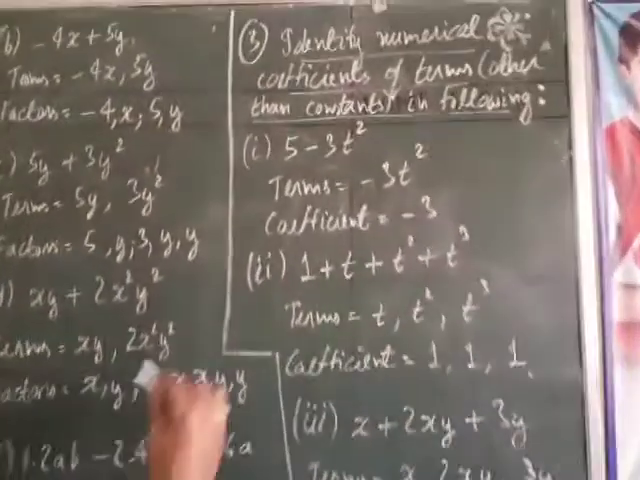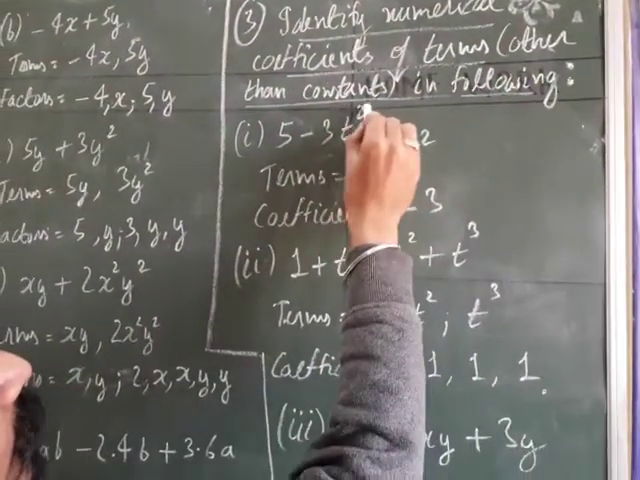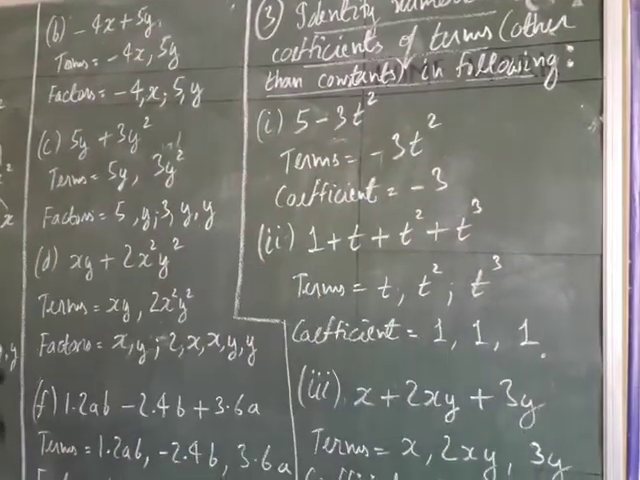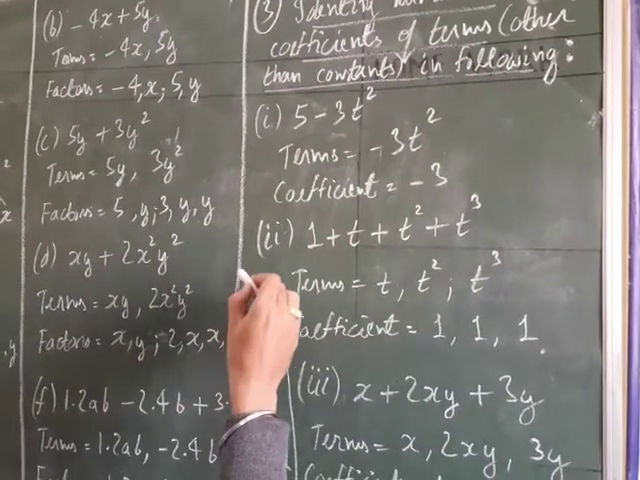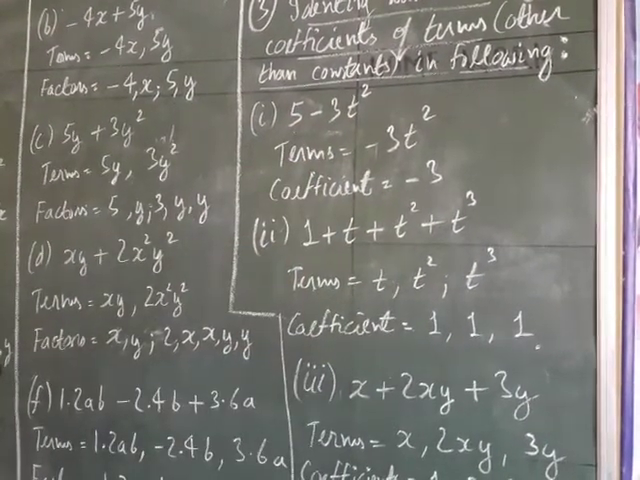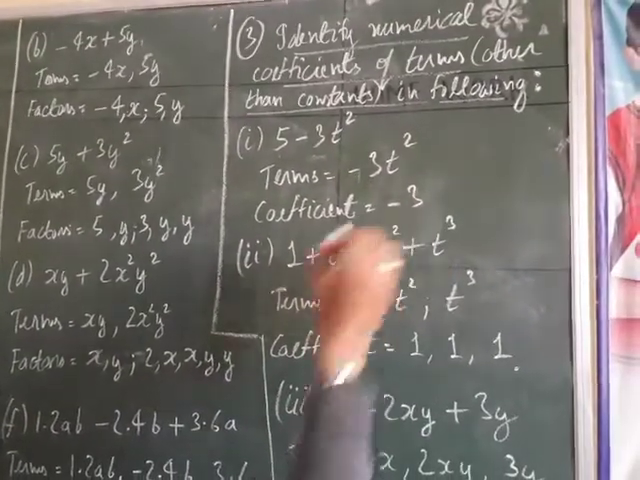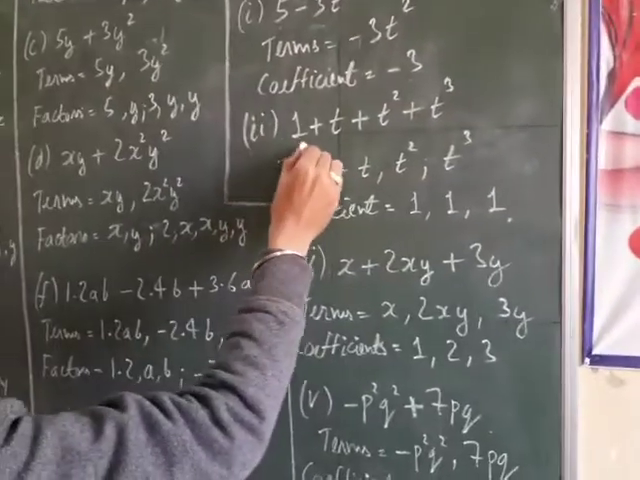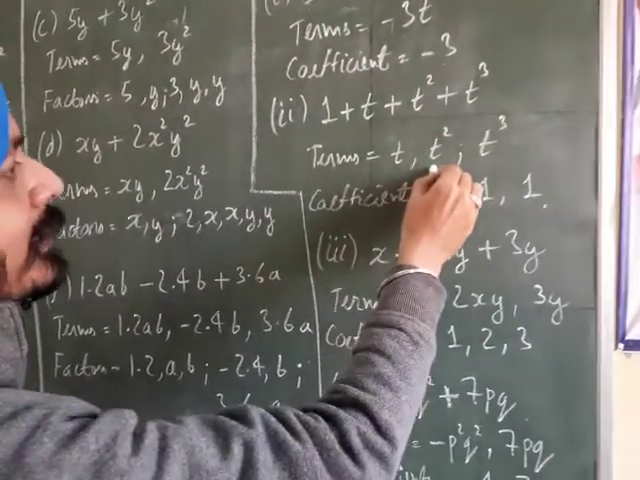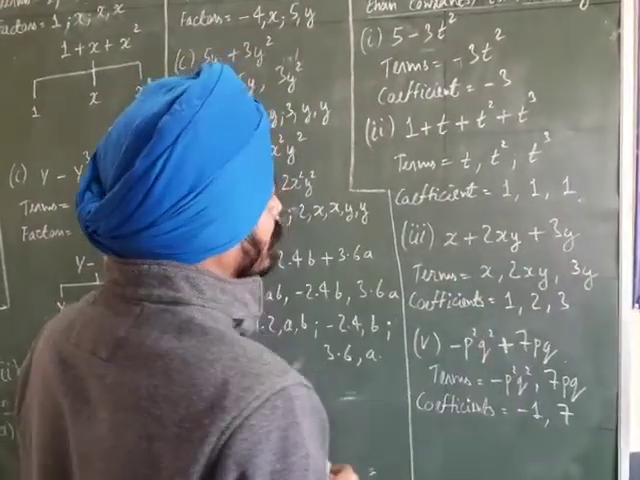Now see third question, identify numerical coefficients of terms other than constants in the following. So 5 minus 3t square is an algebraic expression. You have to identify the numerical coefficient. Here the constant term is 5, so you will ignore that. Term will be minus 3t square and coefficient will be minus 3. Second part, 1 plus t square plus t cube. Terms will be t square and t cube, and coefficients will be 1 comma 1.